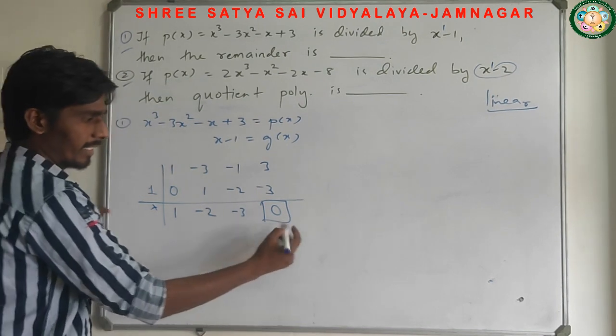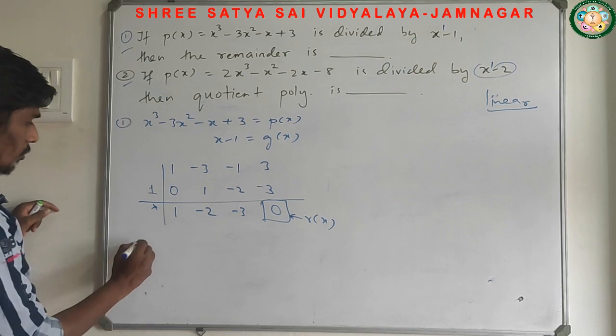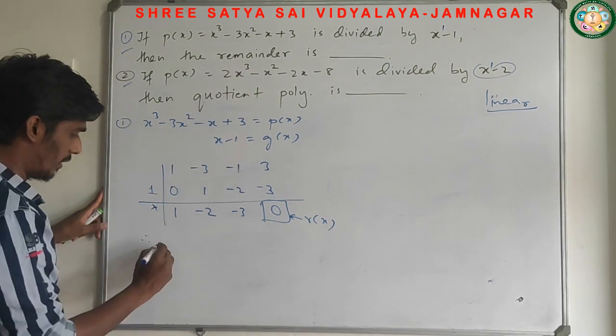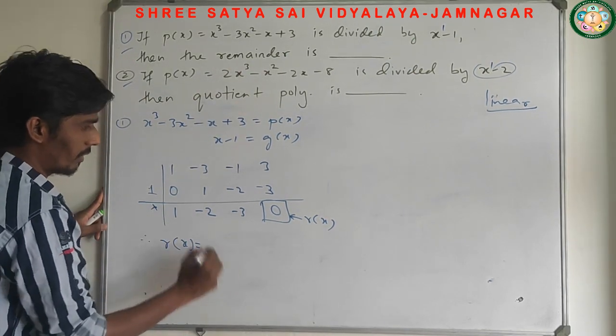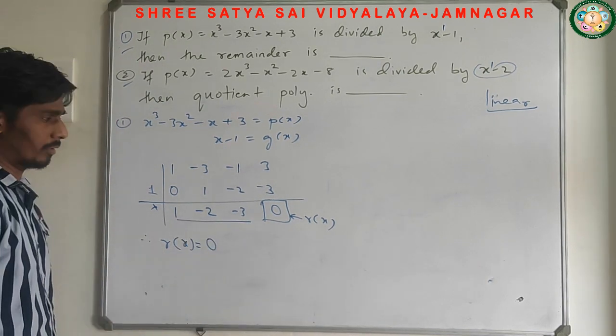And the remainder, what do I get? The last number which you get here is always the remainder. So for the first question, I have to find the remainder. I got the remainder as 0.